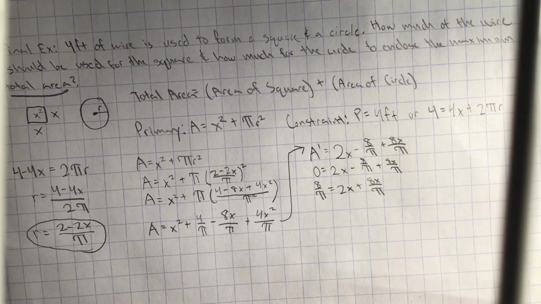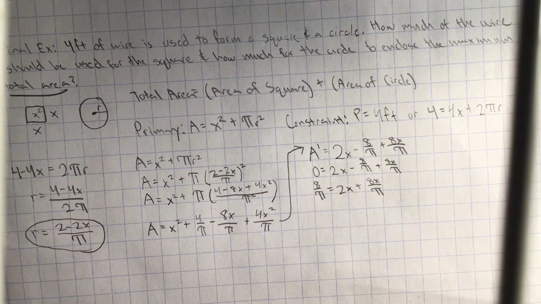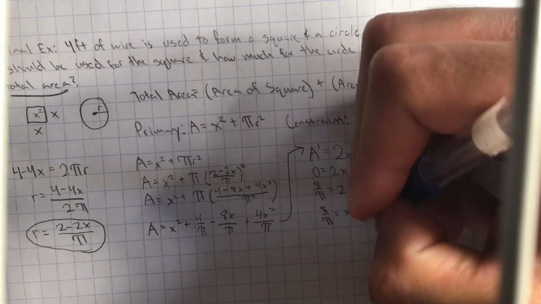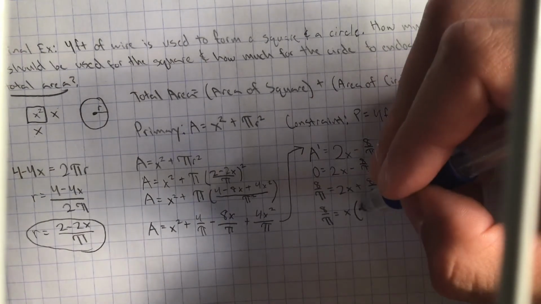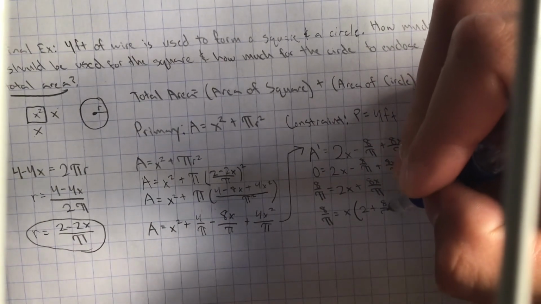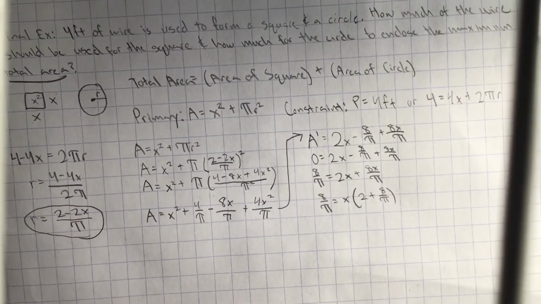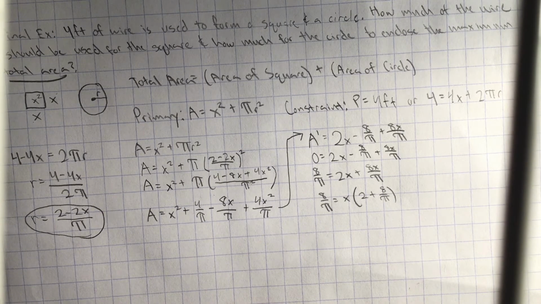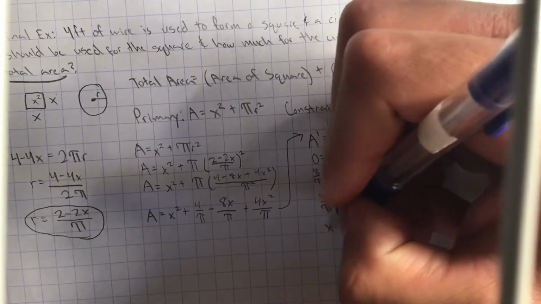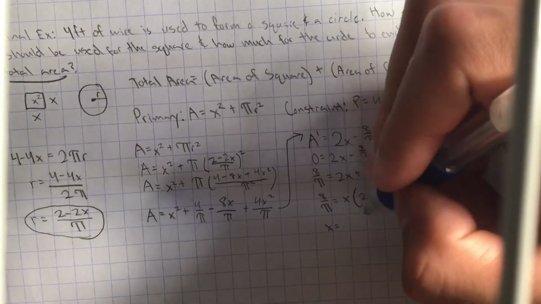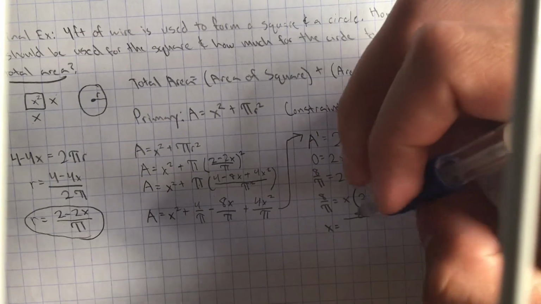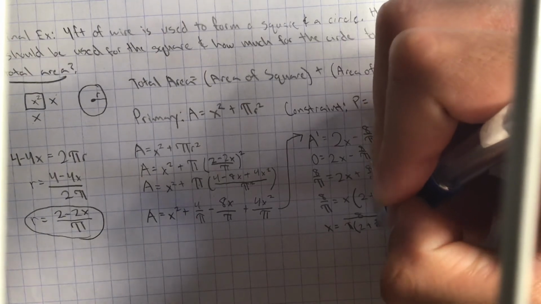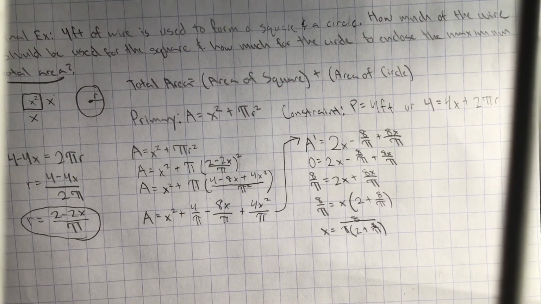And then from there, we can bring our x out in front and isolate the x, so that 8 over pi equals x times 2 plus 8 over pi. Just like that. And then we divide by 2 plus 8 over pi, and then we've isolated our x. I hope you can read that.